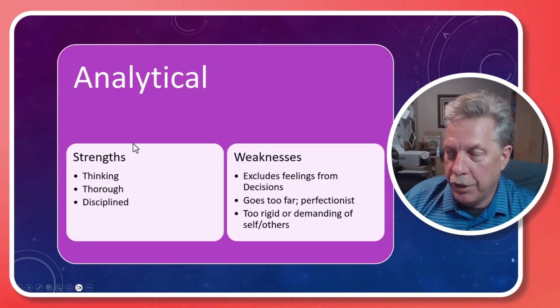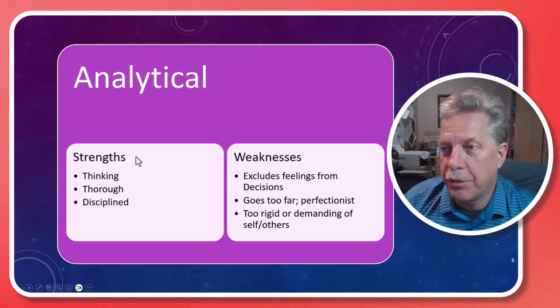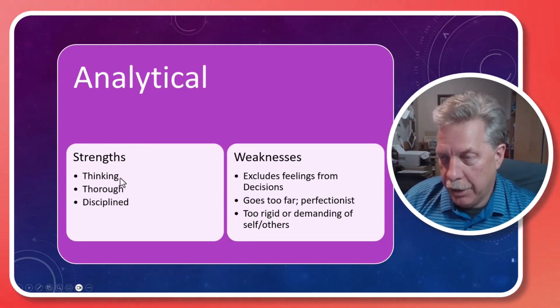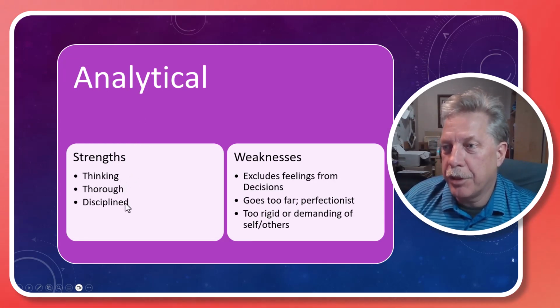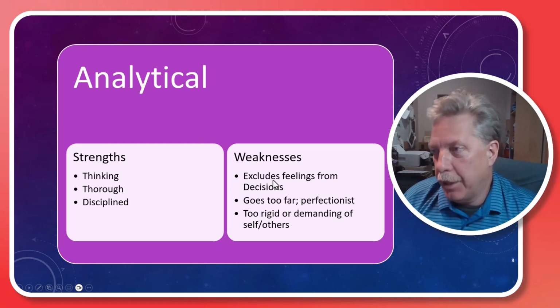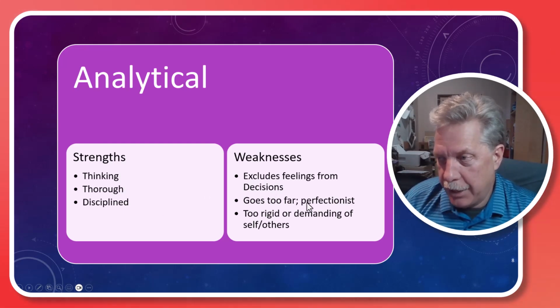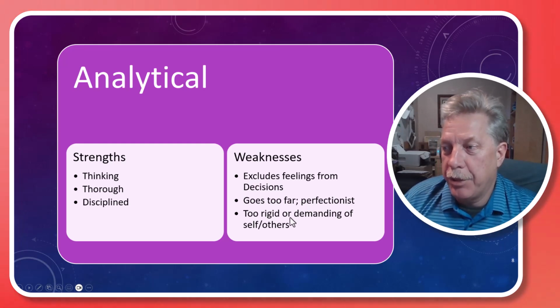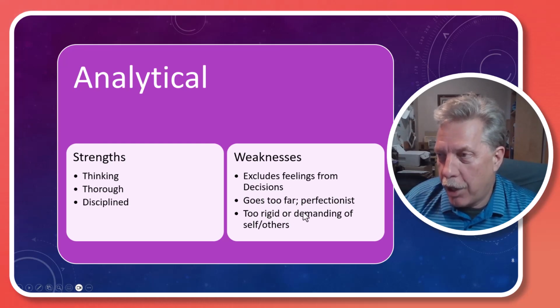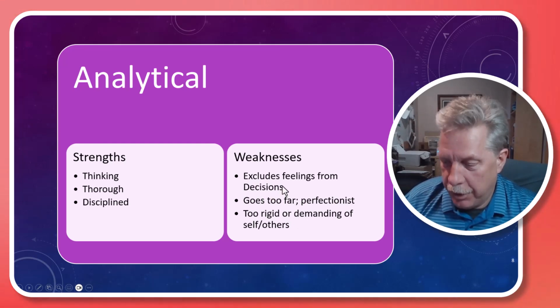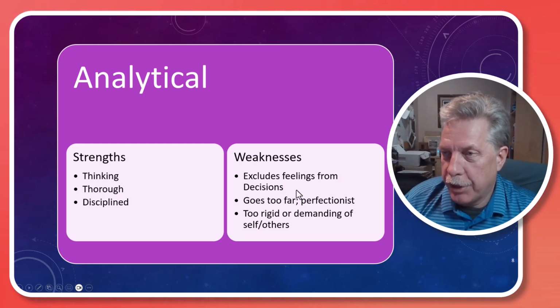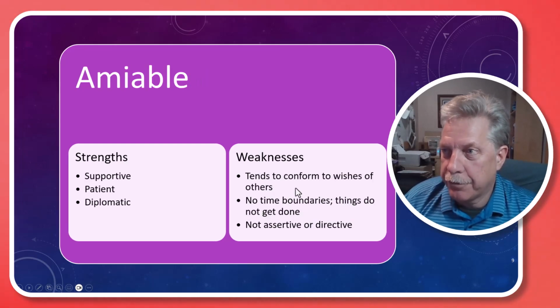The first style we'll go through is analytical. Some of the strengths are they're a good thinker, they're thorough, they're disciplined. Some weaknesses: they exclude feelings from decisions. They may go too far and may tend to be perfectionists. They may be too rigid or demanding of themselves or others. So that's something you want to watch for when someone is analytical. They may have some of these traits that you need to be aware of.